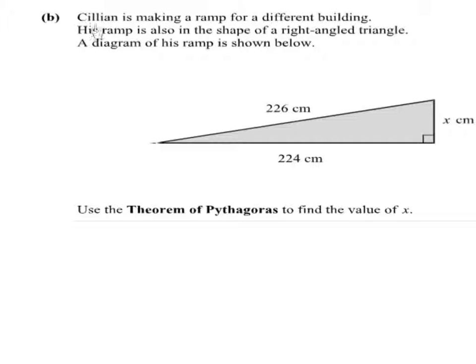Part B. Killian is making a ramp for a different building. His ramp is also in the shape of a right-angled triangle. A diagram of his ramp is shown below. So we have a base of 224 centimeters. We have a height of x centimeters, and we have a hypotenuse, which is the longest side, of 226 centimeters. Use the theorem of Pythagoras to find the value of x.